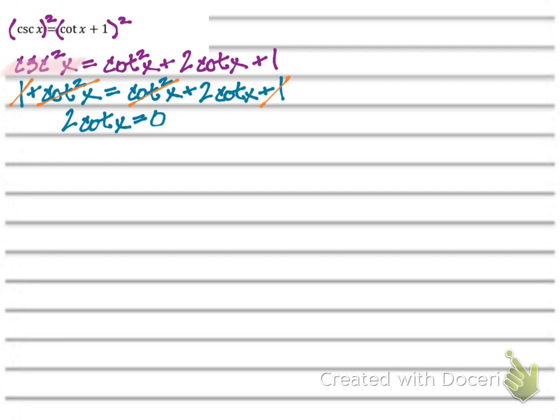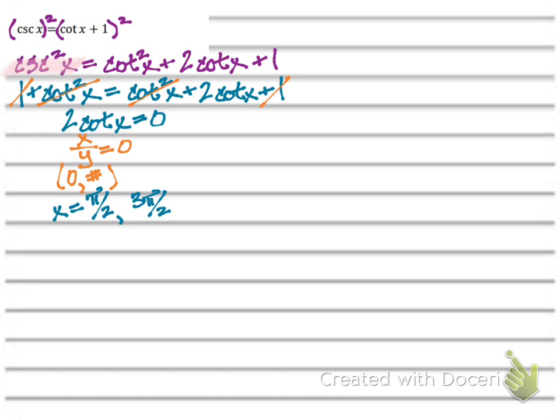Okay, so we did one like this already today. If the cotangent is 0, then that means we're looking at x over y being 0, which means my ordered pair must be 0 and a number, correct? And if we think about the unit circle, that occurs at pi over 2 and 3 pi over 2. So we need to check those guys, right?